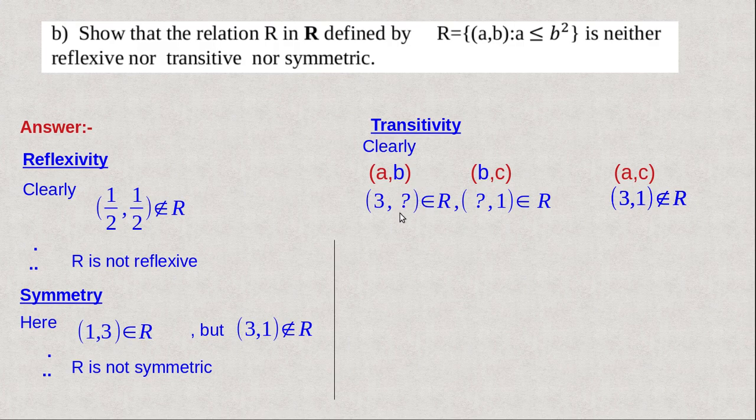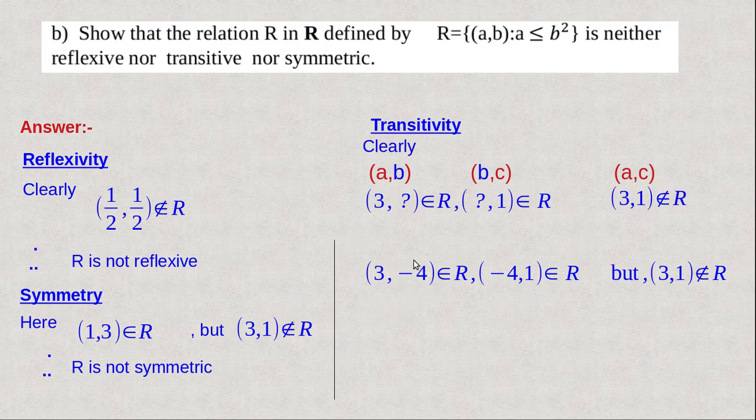Then which is correct? Can you guess the correct example? So many examples are there. Let me write an example, that is negative 4. (3, -4) belongs to R. That is correct, 3 less than or equal to negative 4 squared. (-4, 1) belongs to R. Why? Negative 4 less than or equal to 1 squared. That is again correct. Okay, (3, -4) belongs to R, (-4, 1) belongs to R, and (3, 1) does not belong to R. Now we found two ordered pairs (A, B) belongs to R, (B, C) belongs to R, and (A, C) does not belong to R. Hence this is a counter example.